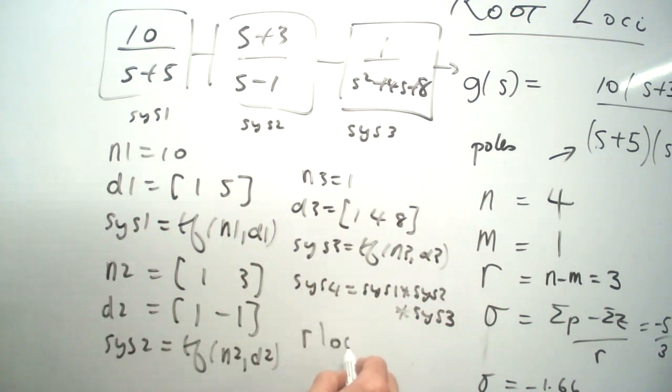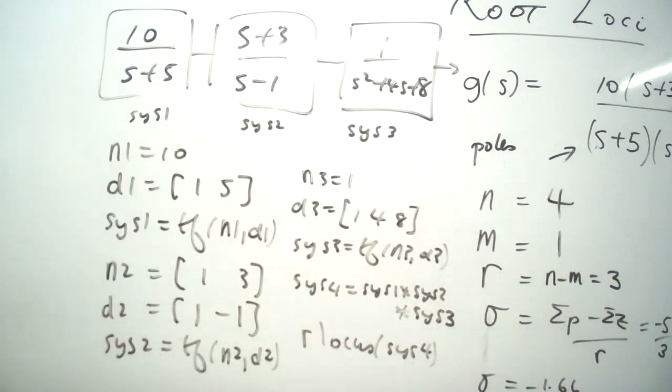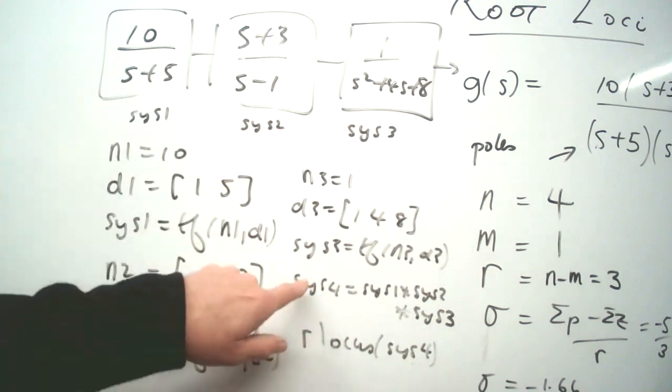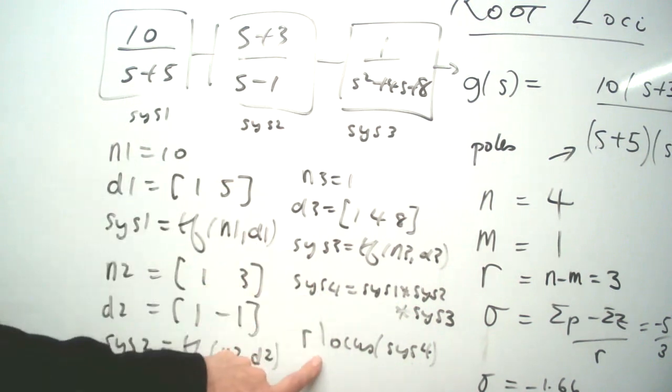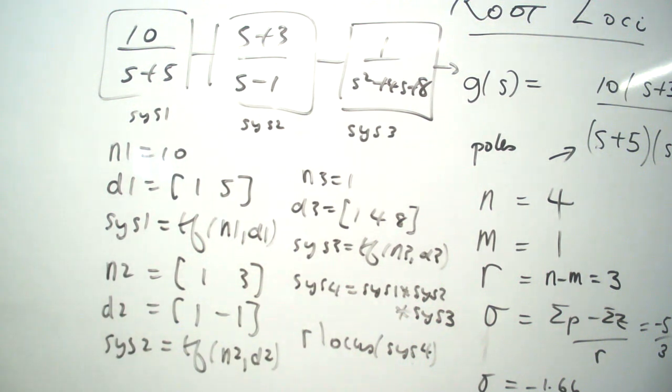And then our rlocus of sys4, and it would then plot the root loci for us. We could then check that what we'd done was correct. So we've entered this one and that one, put them in, multiplied them out, and then done our rlocus command. So that's how you could do the same thing in MATLAB to get a similar answer.